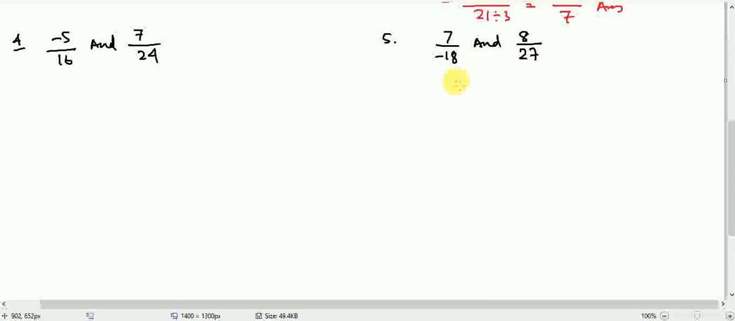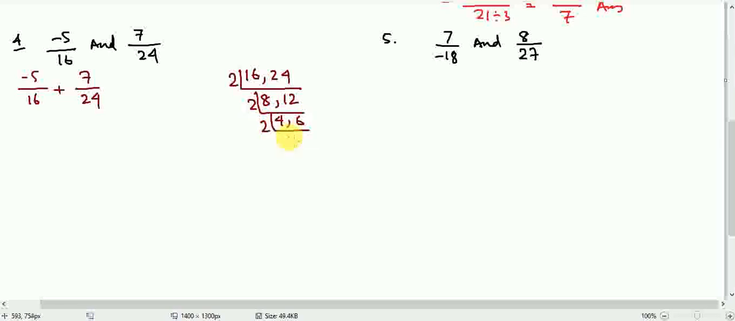How to calculate this type of mathematics? First, I have to write it like this way, -5/16 plus 7/24. First, I have to calculate LCM of 16 and 24. How to calculate? Let 16, 24. Both could be divisible by 2, that means 8, 12. Similarly, both could be divisible by 2, that means 4, 6. Similarly, both could be divisible by 2, 2, 3. Then what will be the LCM?